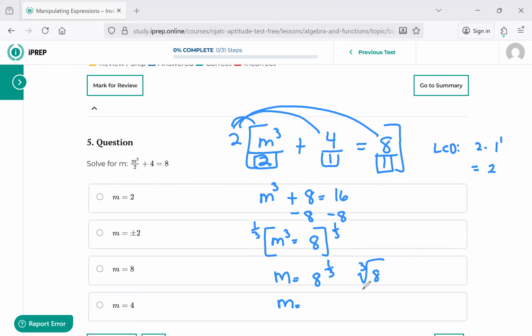And then what number times itself 3 times gives you 8? And I think that's only 2, because 2 times 2 times 2 is 8. I don't think -2 will work because I want a positive 8, right? So it's going to be only positive 2.